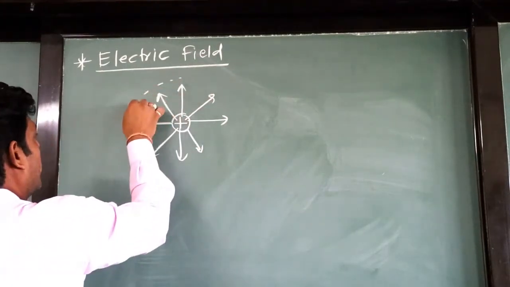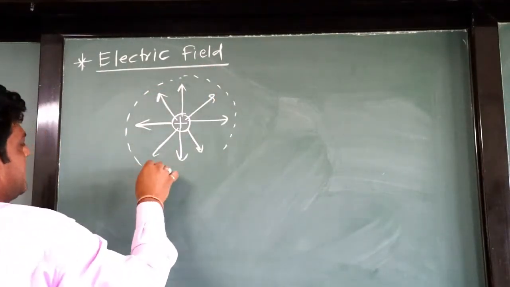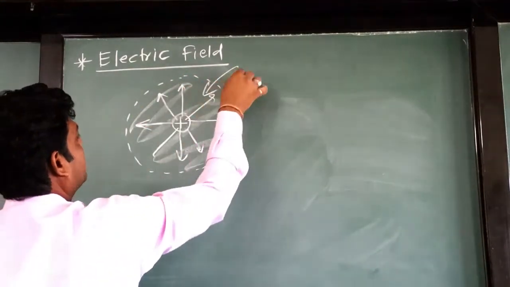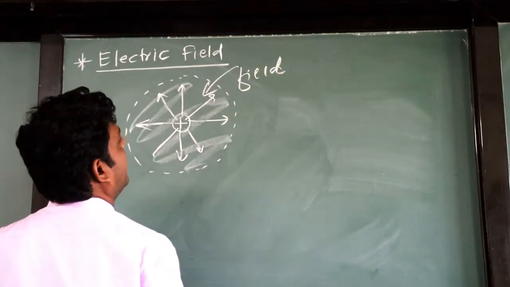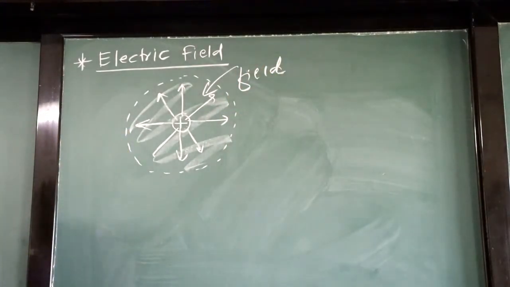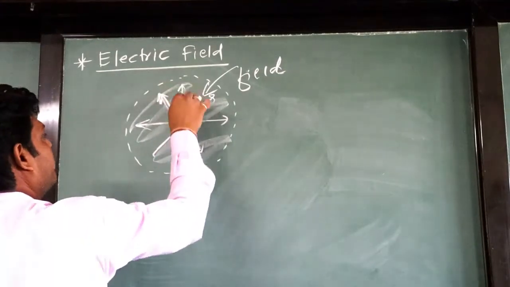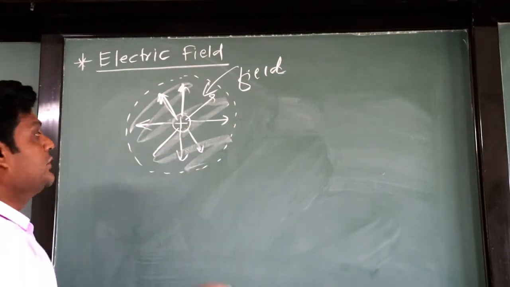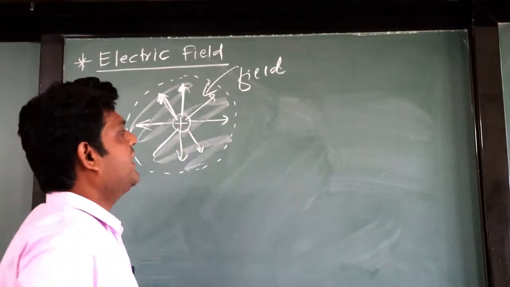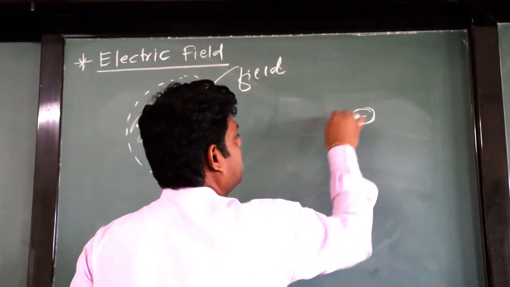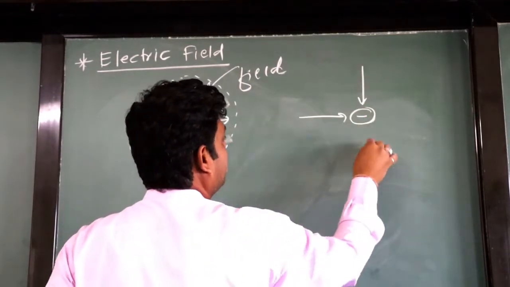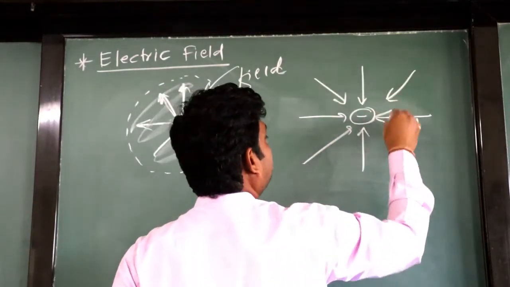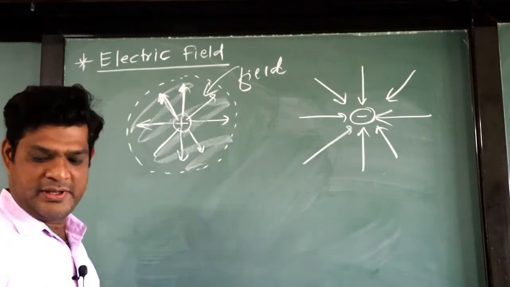The area up to which the force is present, that area is known as the field. So this is known as the field, and that is known as the electric field, right. So these electric field lines are known as the radially outward electric field lines due to the positive charge. In a similar way, suppose we are having a negative charge, the electric field lines are radially inward. So these are known as the radially inward electric field lines, correct?